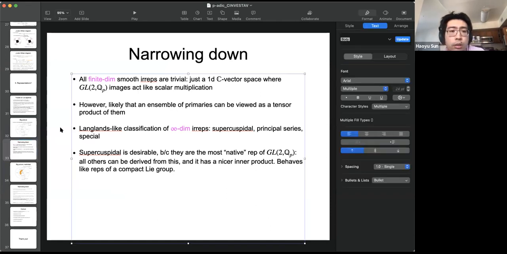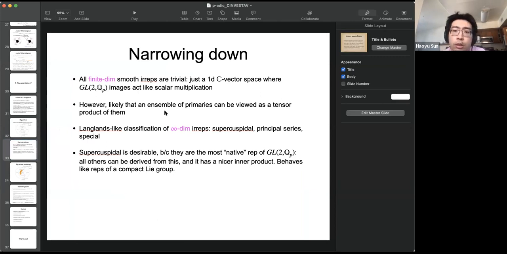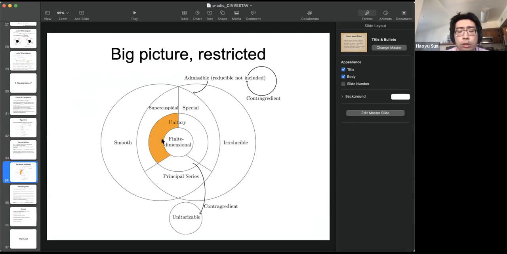However, it is likely that an ensemble of primaries of the CFT can be viewed as a tensor product of them. Anyway, the infinite-dimensional representation is more desirable. So there's a trichotomy, classified into the supercuspidal ones, the principal series, and special representations. The first one is desirable because in some sense they are the most native representation of GL2(Qp), and the principal series and special representations can be derived from it. And it has a nice inner product, and also it behaves like representations of an ordinary compact Lie group. Okay, so now we propose to restrict our attention to this small orange region.